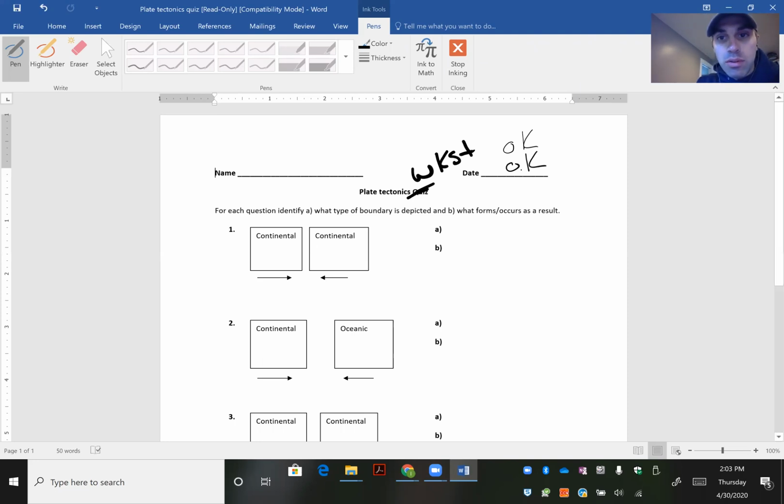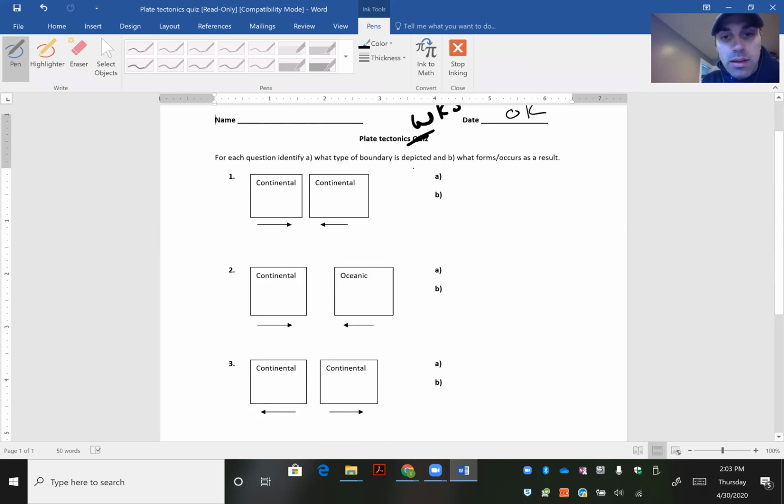So I asked you to go through this worksheet for each of the types of continental plate interactions or oceanic plate interactions. Please remember, before we start, there are two types of crust: the continental crust and the oceanic crust. The oceanic crust is thinner and more dense than the continental crust. So anytime you have oceanic to continental, the oceanic will go underneath because it is thinner and more dense. Just something to keep in mind. For A, we want to figure out what type of boundary it is, and then for B, what forms as a result. So let's jump right in.